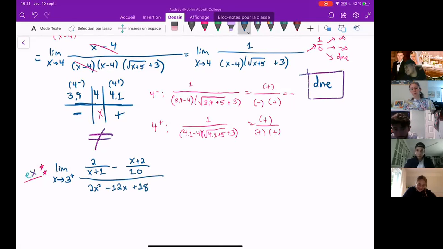So as usual, step 1 is to plug in. I have 2 over x plus 1 minus x plus 2 over 10, all over 2x squared minus 12x plus 18. What do I get when I plug in? Probably 0 over 0. I get 0 over 0.